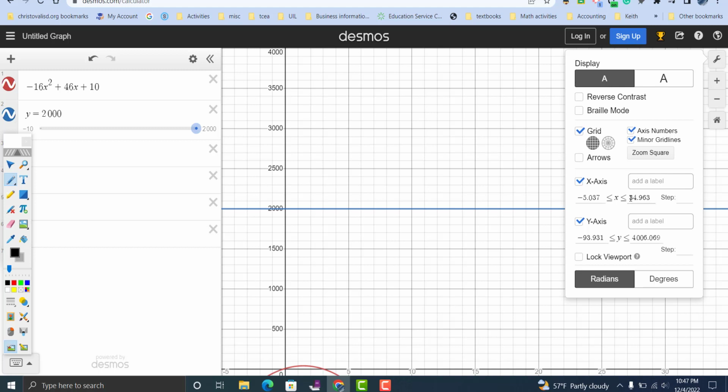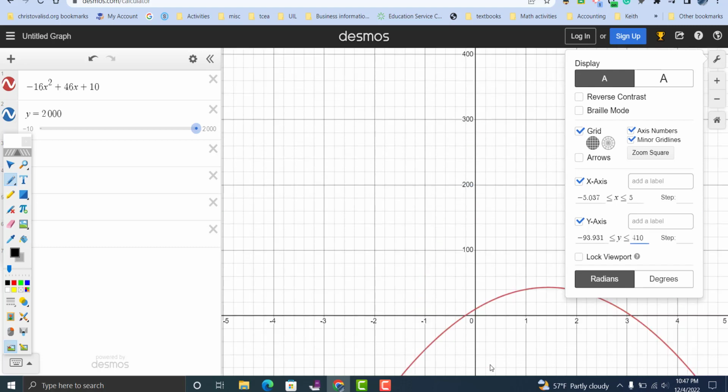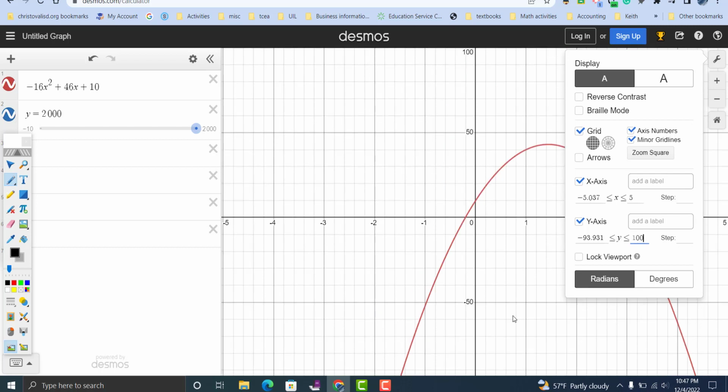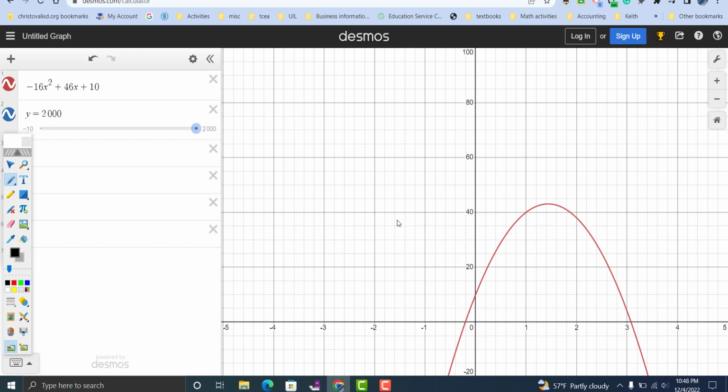As it looks at it, we're going to be going under 5 seconds. So I'm just going to bring this back down to 5. And then I'm going to bring this way down. If you look, it's going to be under that 500. And it looks like it's going to be under the 100. So let's try 100. And I don't need to go as far down on my negatives, so I'm just going to bring that down to negative 20. And so that gives me a better window to look at things. And so here's my graph.